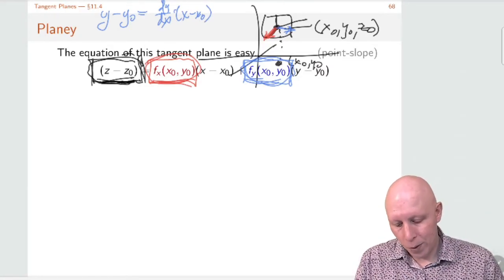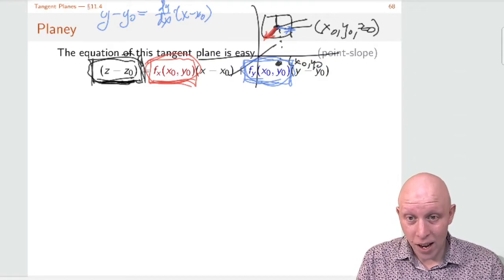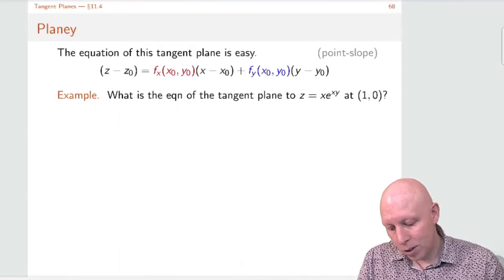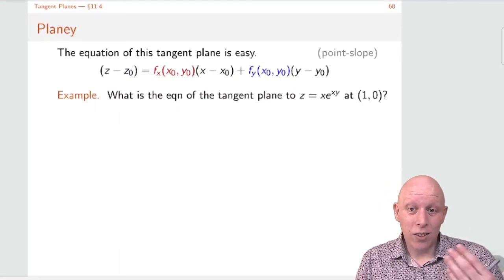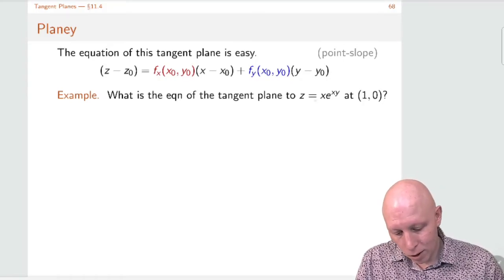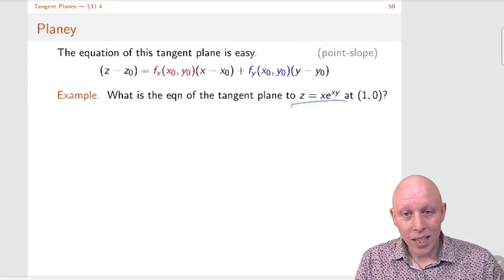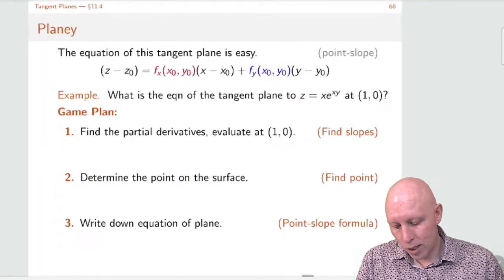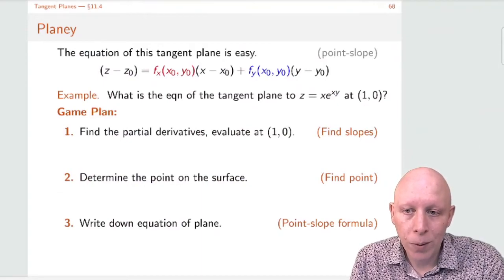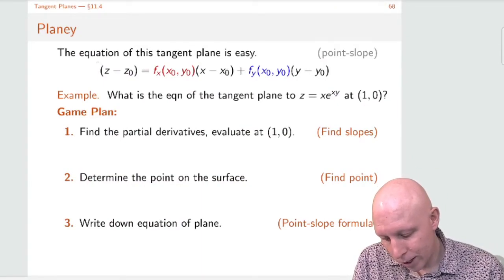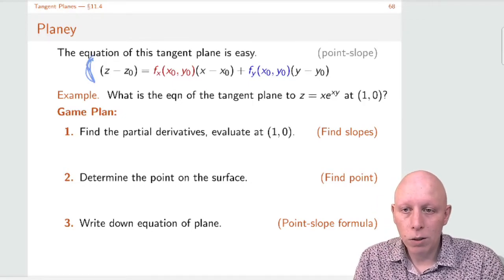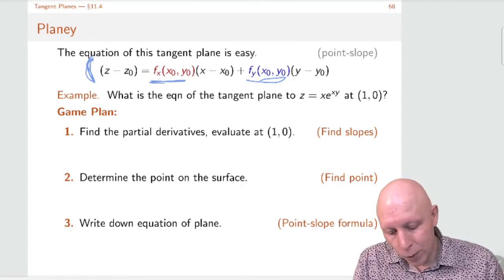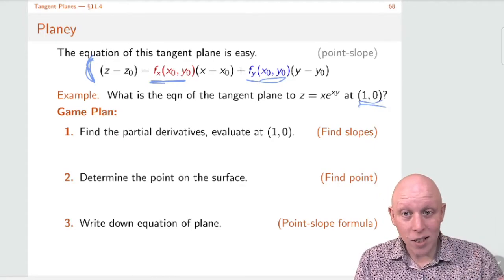So now that we have that, let's do an example. Let's do an example where we use the equation of the tangent plane to write down the formula for the tangent plane to this curve: z is equal to x e to the xy at a particular point. I'm going to skip a few slides here and talk about our game plan. If we want to figure out the equation of the tangent plane to a curve, then we need to know what the partial derivatives are and evaluate them at our point. So that's calculating the slopes at those points.